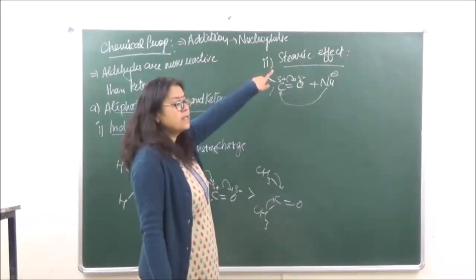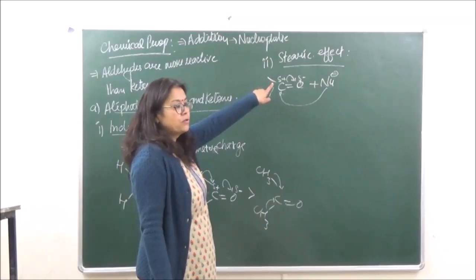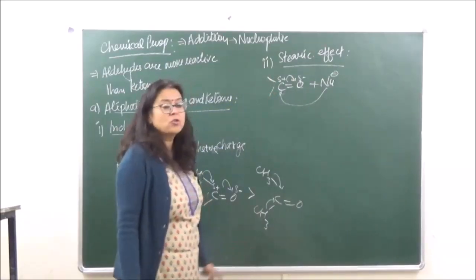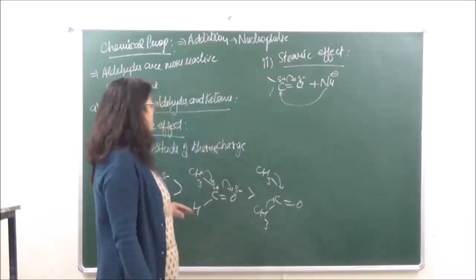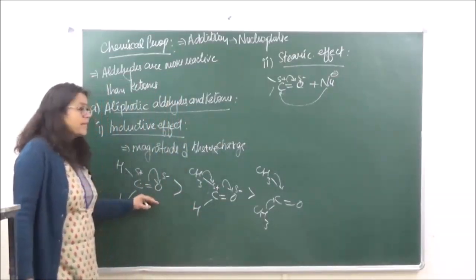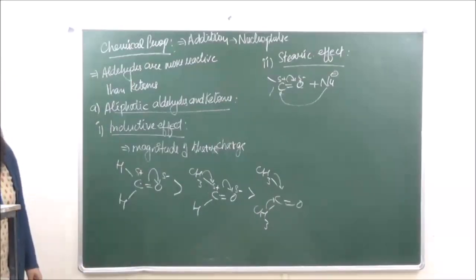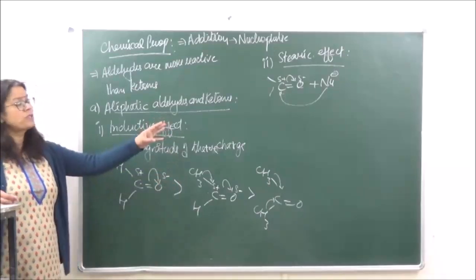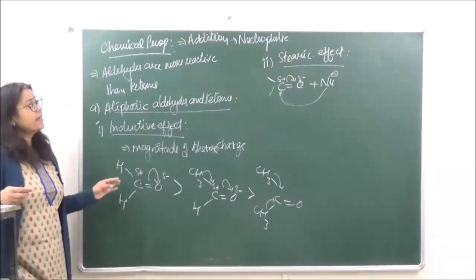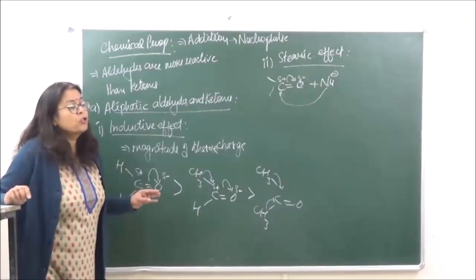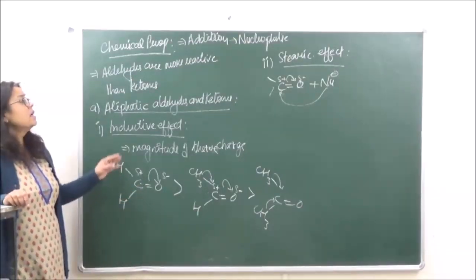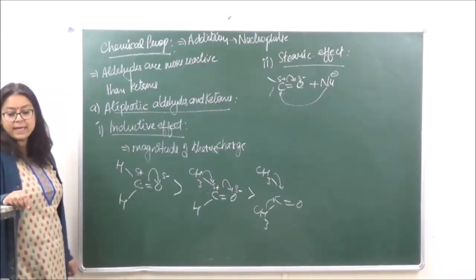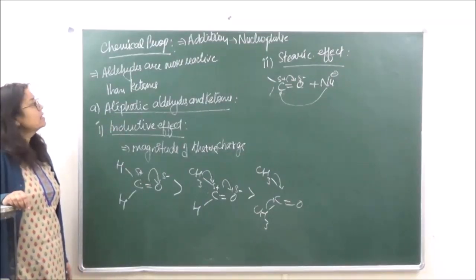And this hindrance is known as steric hindrance. The hindrance due to the bulkier groups which are present is known as steric hindrance. Again, the reactivity will follow the same order: formaldehyde is more reactive than aldehydes, and then ketones, due to steric hindrance. So both the inductive effect and the steric effect contribute to the fact that ketones are less reactive than aliphatic aldehydes.